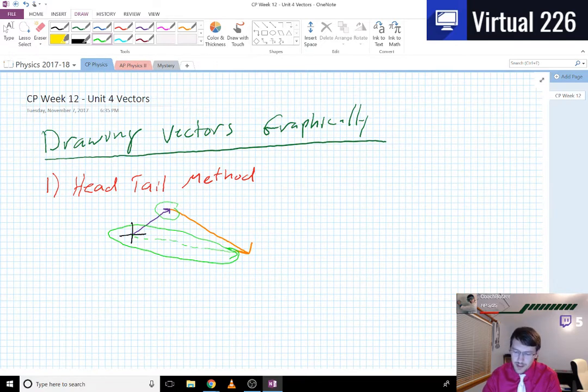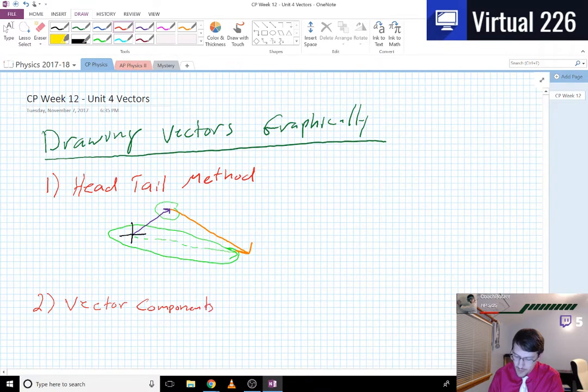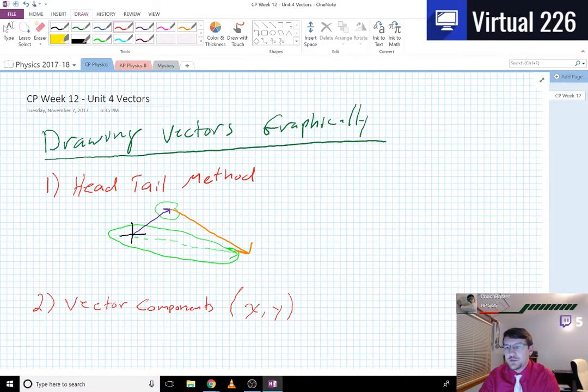The second thing to keep in mind is vector components. What we mean by vector components is the x and y components of the vectors. That's an important thing to keep in mind as we're doing this. A vector can have a magnitude and direction, and those are the big things that make up a vector. But if we break that vector down, it has x and y components.